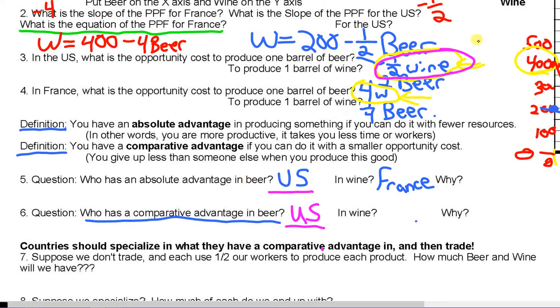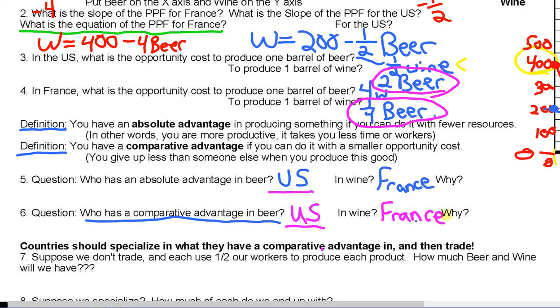So let's look. Let me erase some of these lines here. In the U.S., for somebody to make a barrel of wine, we would give up making 2 barrels of beer. But if the people in France make wine, they only give up 1/4 of a barrel of beer. So who has the comparative advantage? France.